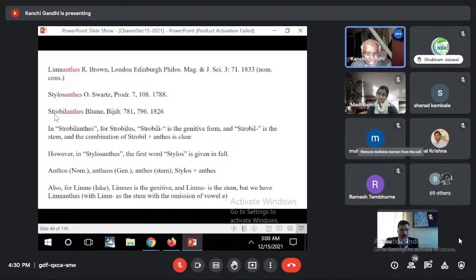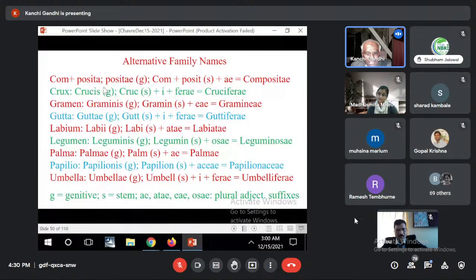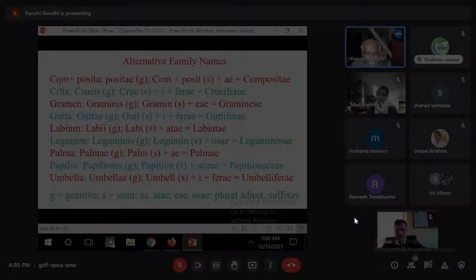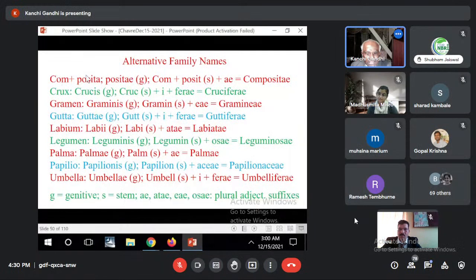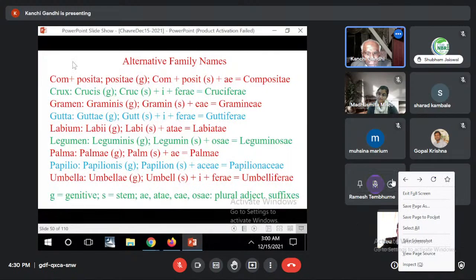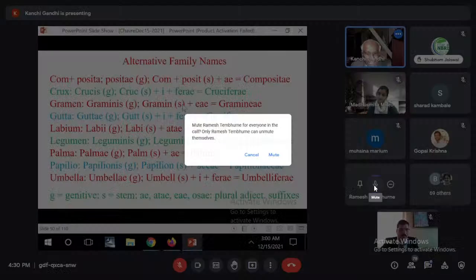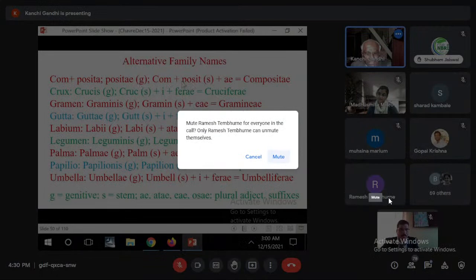Compositae is the alternative name for Asteraceae. How is it formed? Com means together. Pos means arrangement. Posita, and the genitive form is positae, and the stem is posit. Com plus posit, the stem.